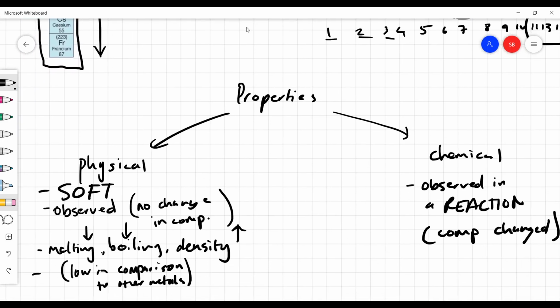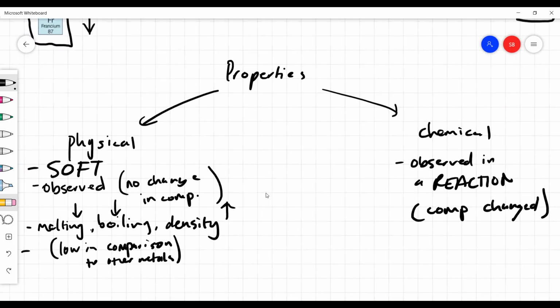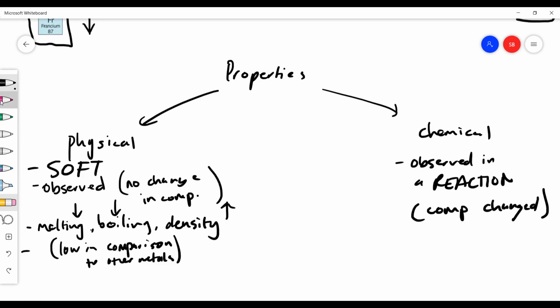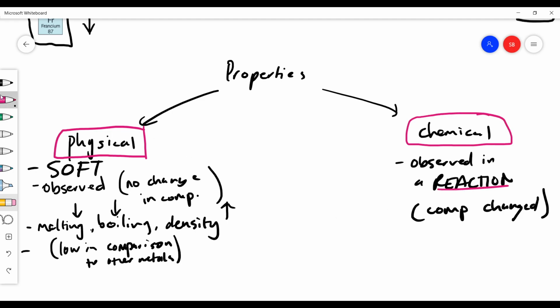Okay, let's go into the properties of these. Now you need to know both, so let's do some red. You need to know physical properties: what do they actually look and feel like? And then the chemical properties, in other words, what happens in a chemical reaction. So let's talk about the physical properties first.